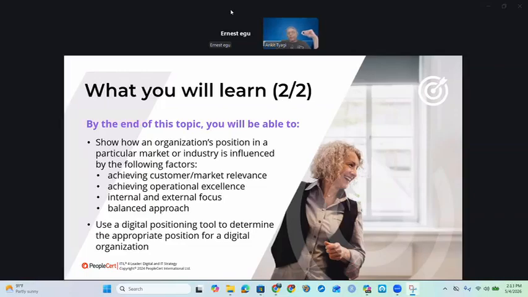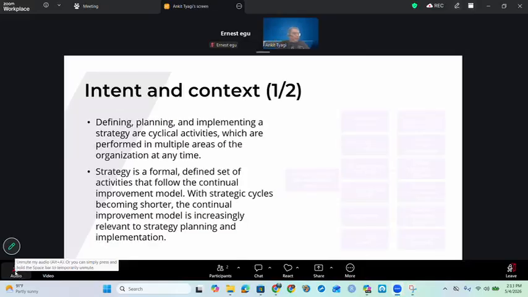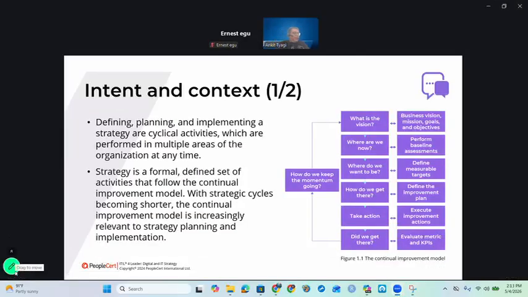and external focus, and a balanced approach is what we look at. And use a digital positioning tool to determine the appropriate position for a digital organization. So let's see the intent and the context.